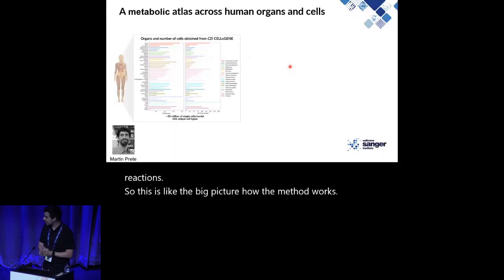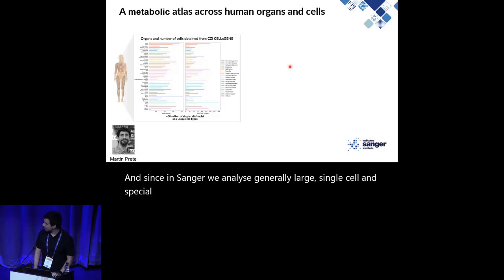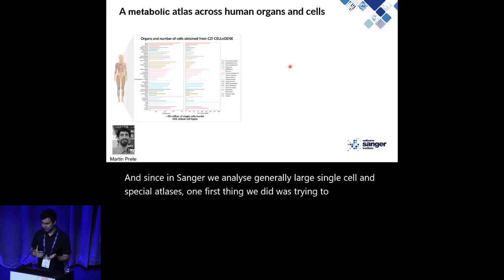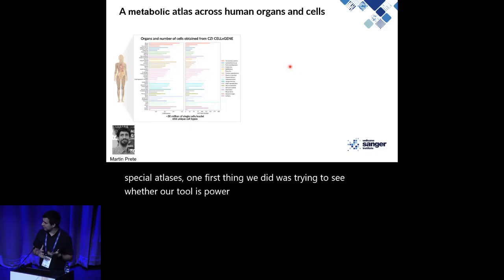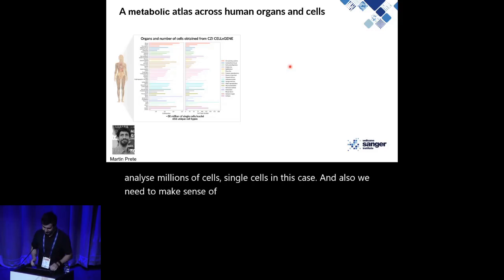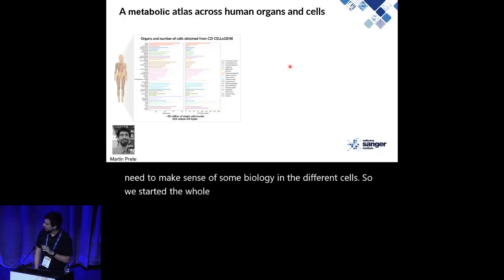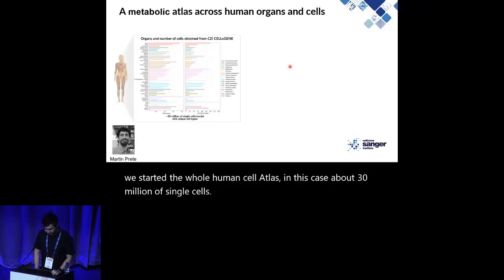And since at Sanger we generally analyze large single cell and spatial atlases, the first thing we did was to see whether our tool has enough power to analyze millions of single cells in this case. And we also need to make sense of some biology in the different cells. So we studied the whole Human Cell Atlas, in this case about 30 million single cells across different organs.